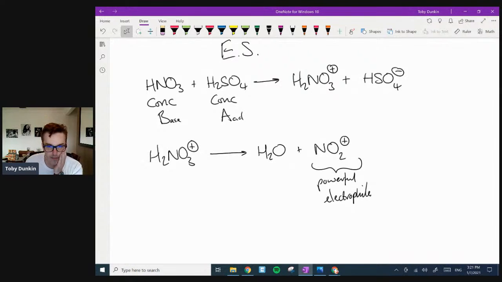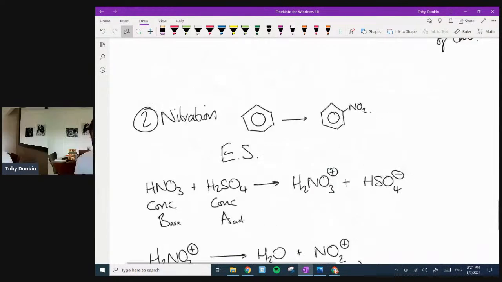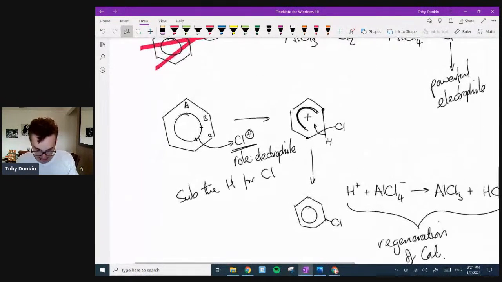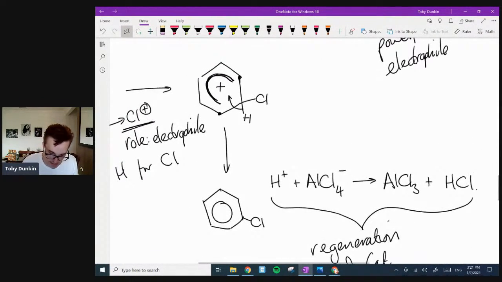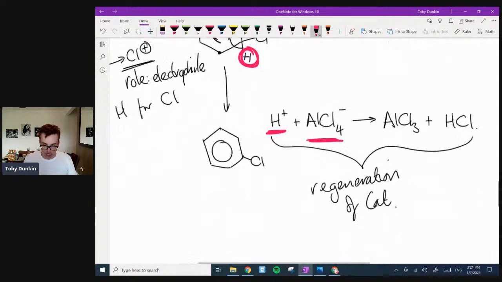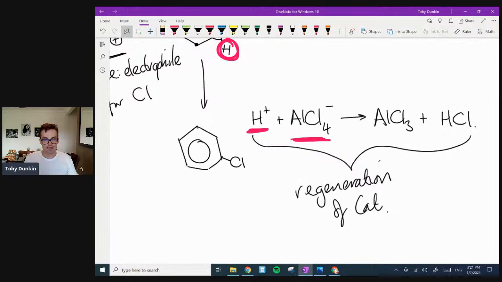Mr. Duncan, could you explain the chlorination after the horseshoe bit? Yes. After the horseshoe, the byproduct is the H+. This hydrogen breaks off without its electrons and forms H+. That H+ will immediately react with the product of the original catalyst reaction, and it will regenerate the catalyst, which was AlCl3.